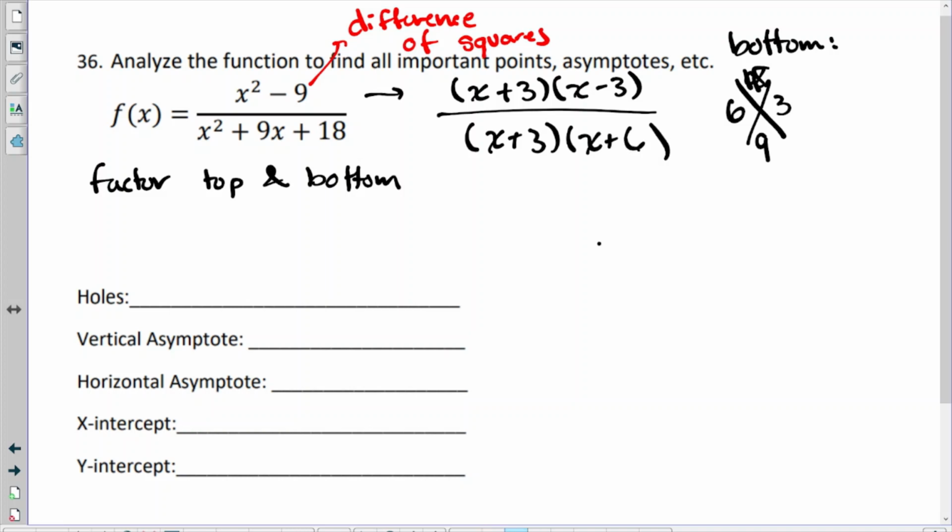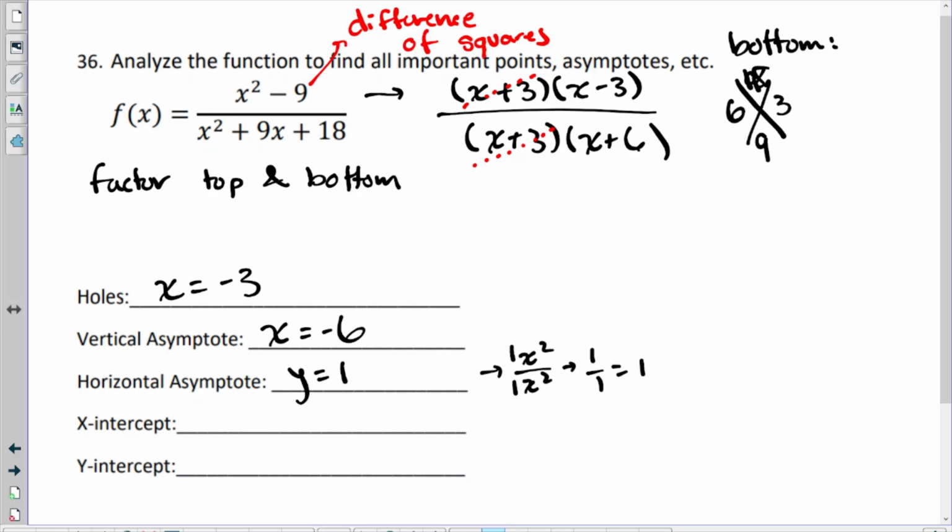And let's use the same logic. I can basically cancel out this set of parentheses right here because there's the same thing on the top and the bottom. However, that creates a hole at that x value that makes it 0. So when x equals -3, I have a hole there because I'm canceling these out. My vertical asymptote happens whenever my denominator would be 0, and so that's when x is -6. My horizontal asymptote is the ratio of the leading terms, which once again is just x squared divided by x squared. That's 1 over 1, because that's 1x squared and 1x squared. So I have another horizontal asymptote of y equals 1.